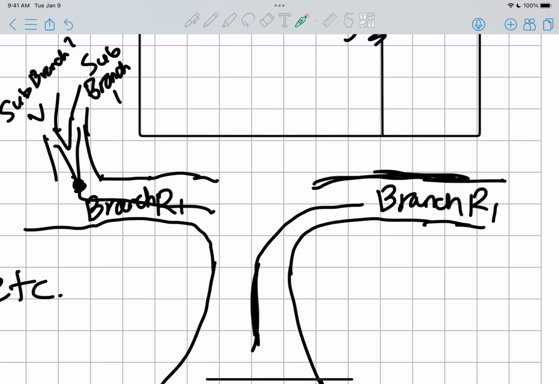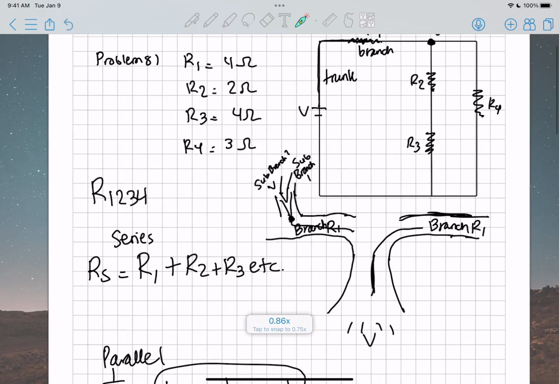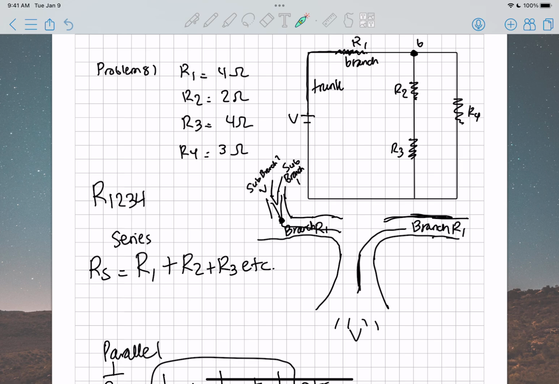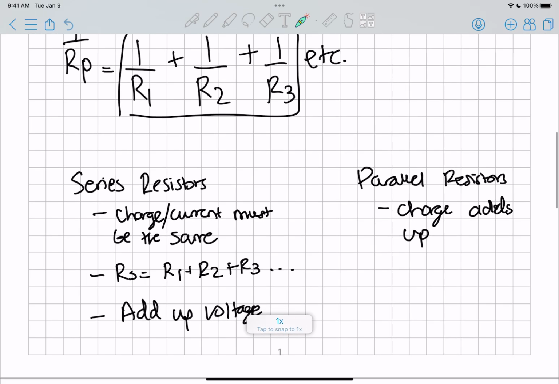So the energy, or not the energy, the energy too, but the charge, the current must be conserved with each other, right? So as you go through these branches, the current will add up between the different branches.